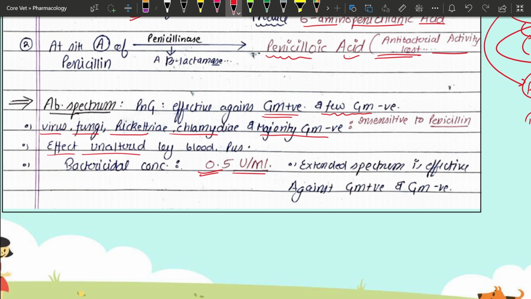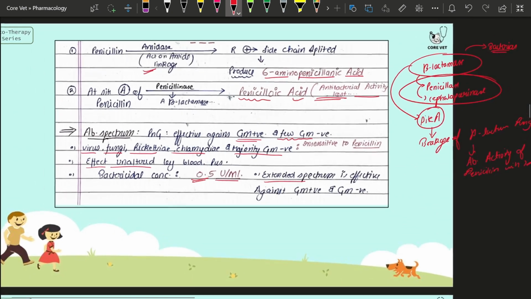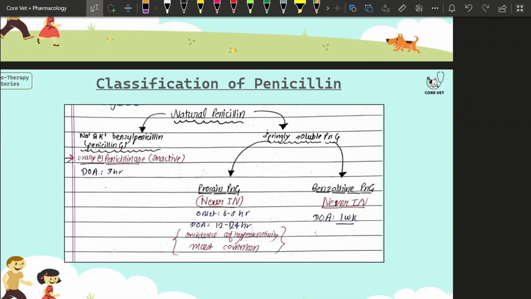And the extended spectrum, when we study the classification, we will see that it has a broadened spectrum, right? Generally, penicillin targets mainly the gram-positive, right? But when we study the extended spectrum, we will see that they act on the majority of both gram-positive as well as gram-negative, right? So let me move forward to the classification.